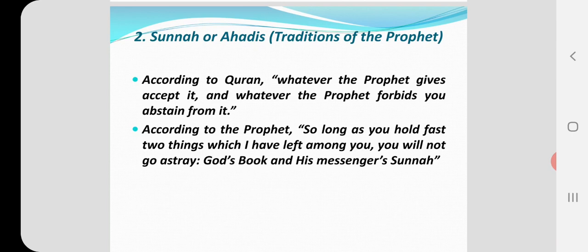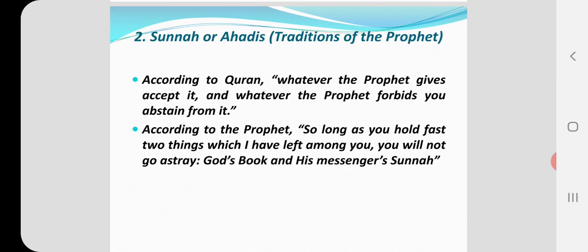It becomes because Quran itself says that whatever the Prophet gives, accept it, and whatever the Prophet forbids you, abstain from it. This statement is very clear. This statement I have given in this slide within inverted commas. It very clearly states that whatever the Prophet gives, accept it, and whatever the Prophet forbids you, abstain from it.